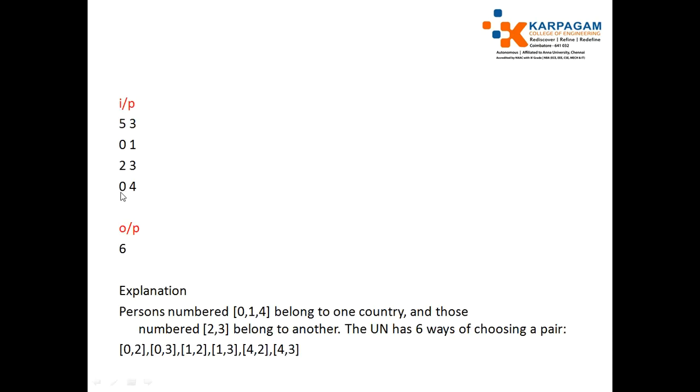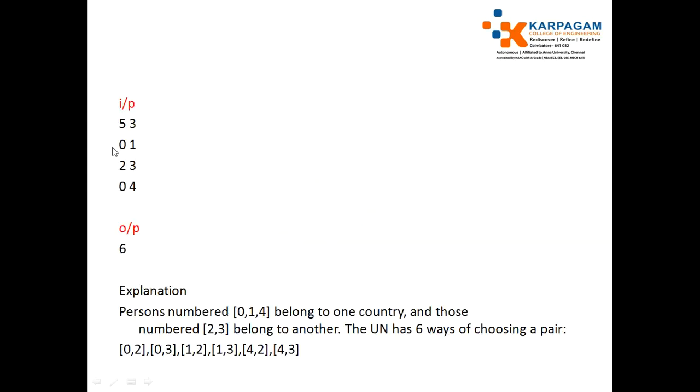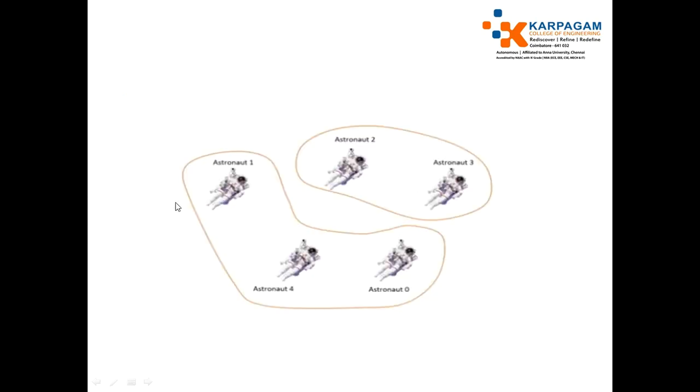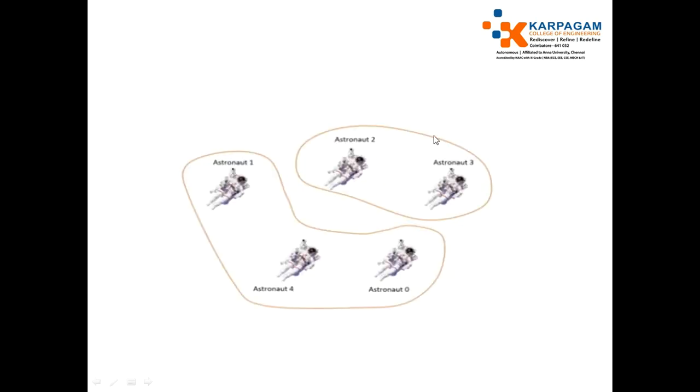For this problem, you can see the 5 astronauts in the groupings 0, 1, 2, 3 and 0, 4. So 0, 1 and 4 belong to one country. Maybe this grouping has been formed by the individual groupings 0, 1 and 0, 4. Initially it was 0, 1, these two, and then 0, 4. That combines to form one major grouping where 0, 1 and 4 belong to one country. Similarly, another grouping has been given which is 2, 3, an exclusive separate one, so 2, 3 forms another grouping.